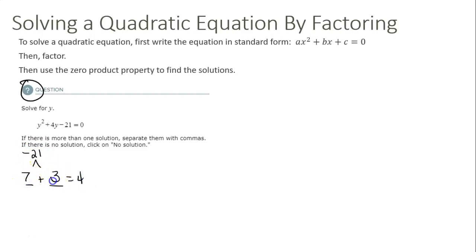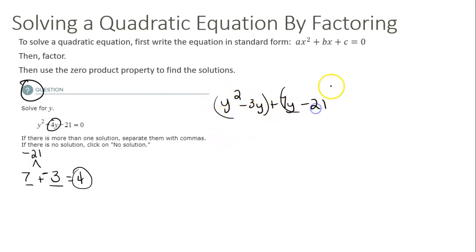Should be some combination of 7 and 3 because 7 times 3 is 21 and 7 take away 3 is 4. But the 21 needs to be a negative, which means the 3 needs to be a negative. The larger number needs to be positive to make a positive 4. This is what we replace our b term with. So this becomes y squared minus 3y plus 7y minus 21. Remember, I always put my negative first so that it's not in the middle here, causing me negative issues.